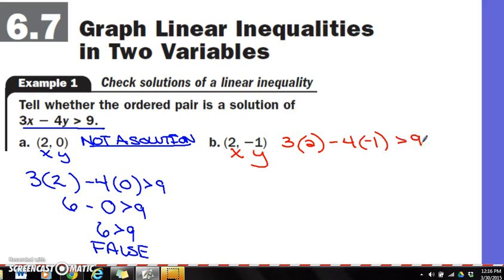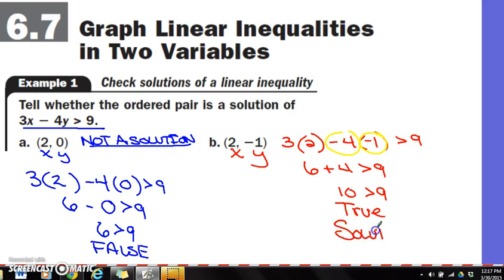Now we are going to do the math. Simple math. 3 times 2 is 6. And we are going to look at this as a negative 4 and a negative 1 that are being multiplied. What's that give me? Positive 4. 10 is greater than 9. Is that true? Yes. That is true. This makes it a solution. So we have one that is not a solution and one that is.